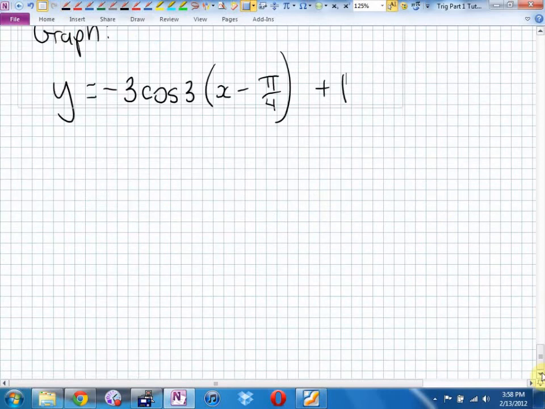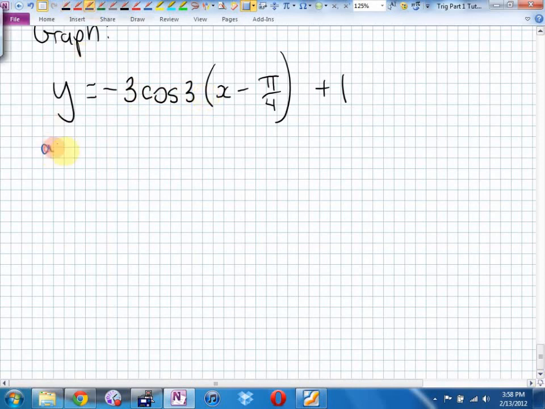Y equals negative 3 cos 3 bracket x minus 4 close bracket plus 1. I already don't like this question because there's a 3 there and a 3 there, and that would mean some kids might get the wrong answer for the wrong reason. Anyways, I'll leave it. We always start out making the list.